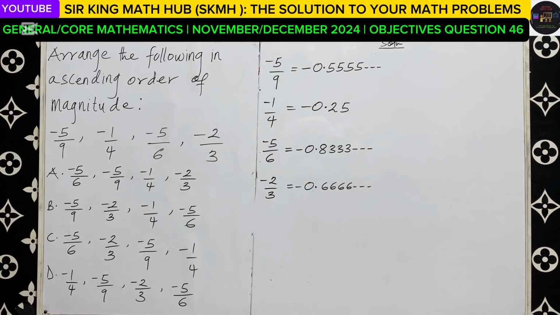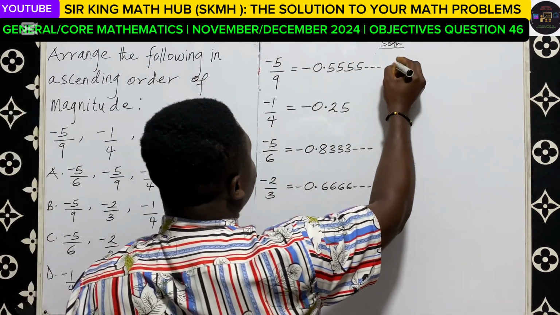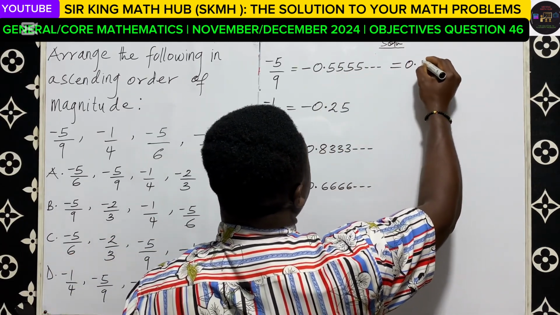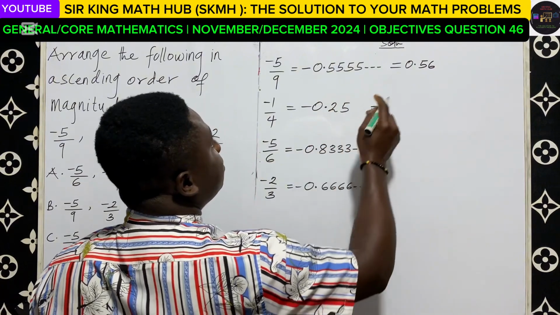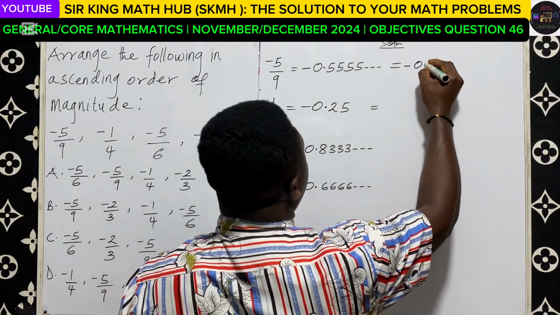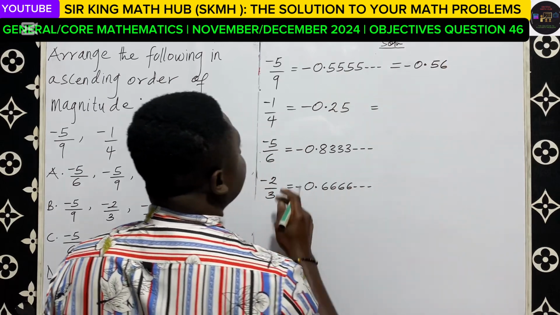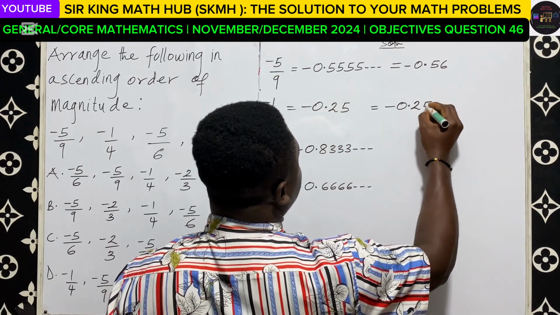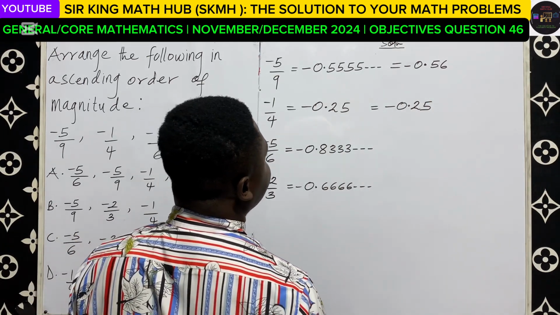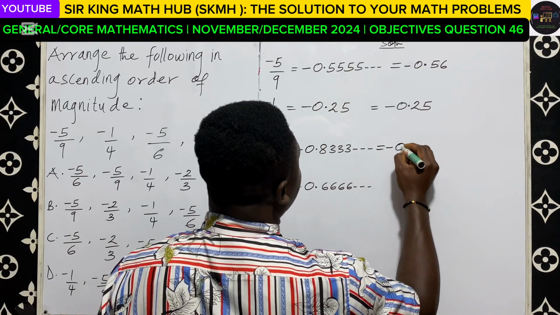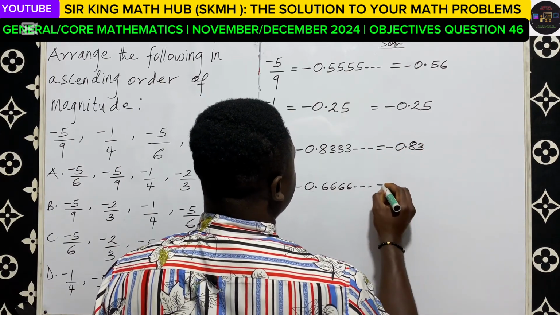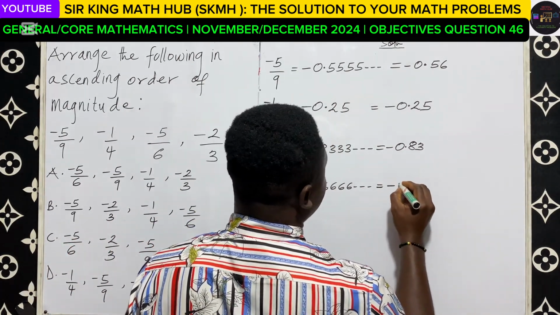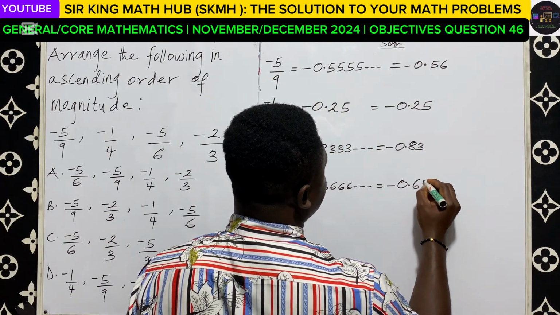Now, to get a standard way, let's convert each of the decimals into two decimal places. So -0.5555, to two decimal places, we have -0.56. Now -0.25 is already in two decimal places, so we just repeat it. Now -0.8333, to two decimal places, we have -0.83. And then -0.666, to two decimal places, we have -0.67.